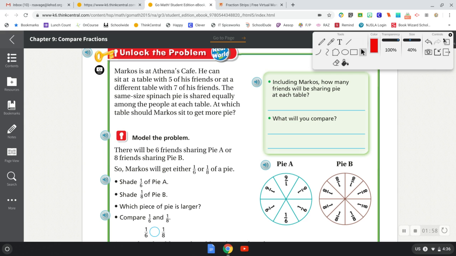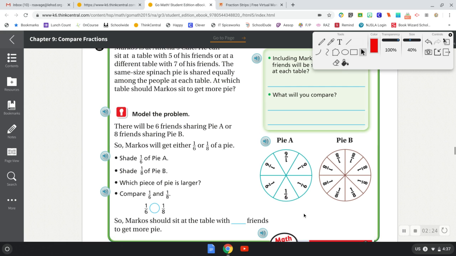So, you may not be that into spinach pie, but pretend this is like a chocolate chip cookie. Do you want to share it amongst 5 people, or do you want to share it amongst 7 people? And you're really hungry and you really like chocolate chip cookies. The less people you share it with, the bigger piece you're going to get. Kind of like the smaller your denominator, the bigger the pieces are going to be.